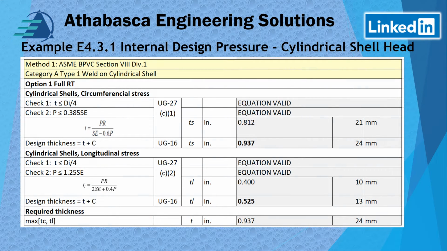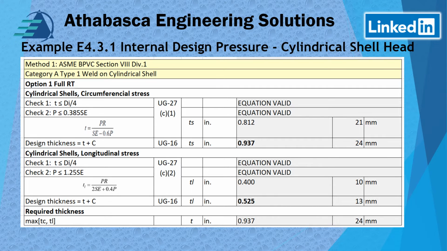So now we're going into method 1, which is described in the PTB. In option 1, we have a full RT and a cylindrical shell, circumferential stress. We do our first check, as we mentioned earlier, where we check our thickness is less than a quarter of that, and all I did is I wrote an if-then statement, and also the pressure has to be less than the allowable stress times the joint factor, which is 1. And once that's valid, then you can use UG27C1.